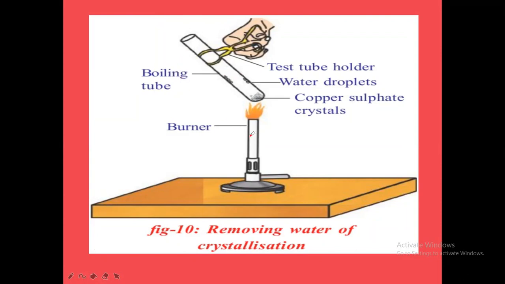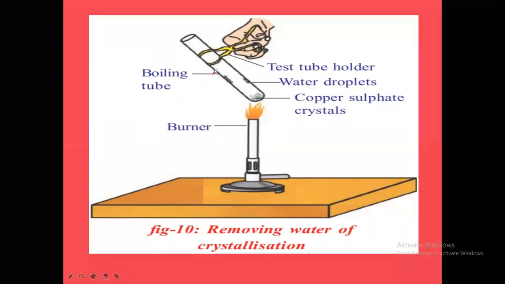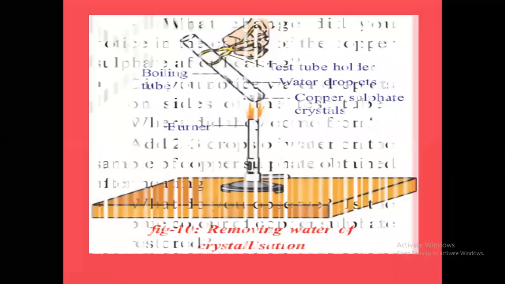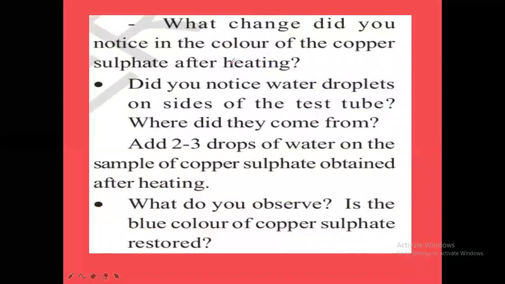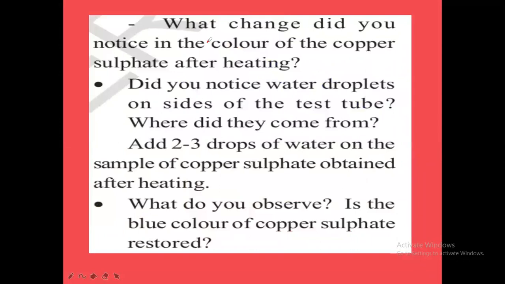And a burner is used here. Okay. And to hold this hot test tube, what do we have to use? One test tube holder. Okay. So this experiment is about what? Removing water of crystallization from the salt. On heating that copper sulfate crystal, what changes did you notice in the color of the copper sulfate after heating?